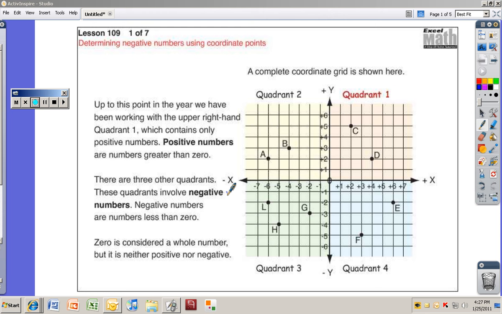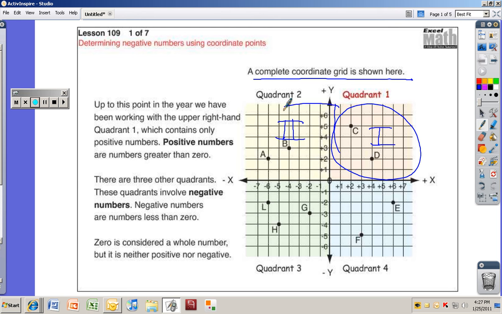A complete coordinate grid is shown here. So this is not just what we've been doing, which is this part over here, but it's all the negative numbers as well. We call this quadrant 1. A lot of times they write it with Roman numerals. Here's quadrant 2. We're working our way around to the left. And then here's quadrant 3. And then over here is quadrant 4, Roman numeral 4.